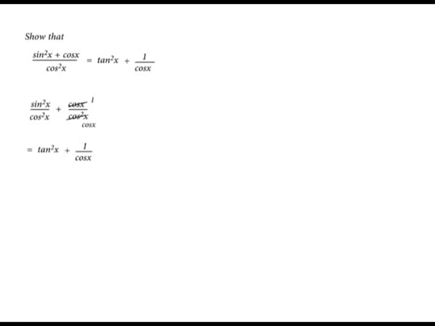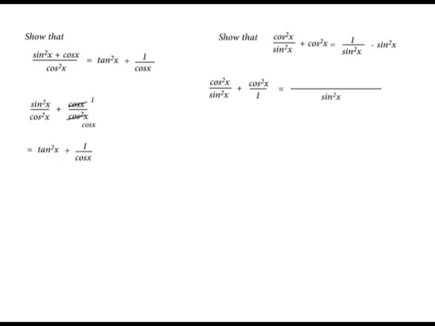Third example, show that cos squared x over sine squared x plus cos squared x is equal to 1 over sine squared x minus sine squared x. Again, we prove that the left hand side is equal to the right hand side. We simply do our manipulations. First thing, cos squared x over sine squared x plus, make the next one a fraction, that is cos squared x over 1. Find the LCM of sine squared x and 1, that is sine squared x.